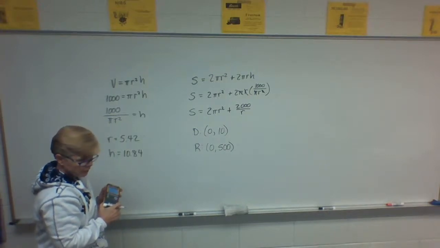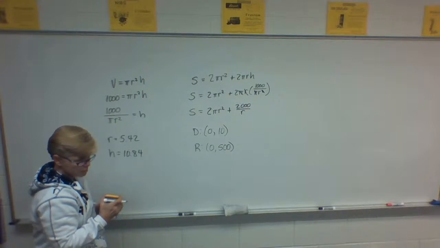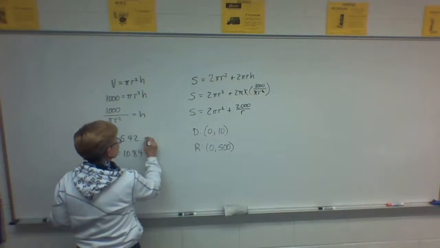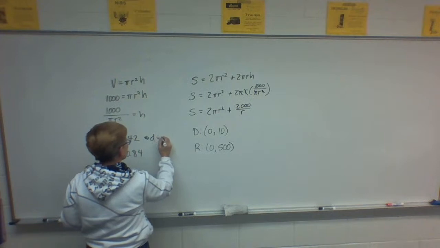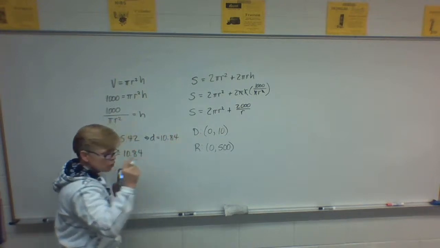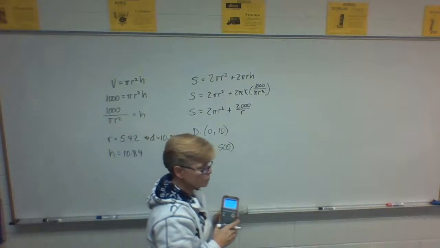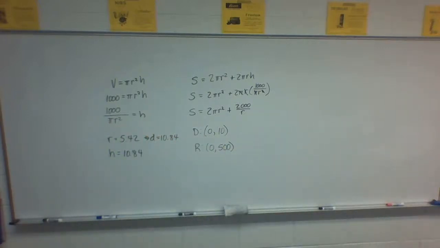Do you notice something interesting here in the two things I just wrote? They're double. One is twice the other. If the radius is this, then the diameter is 10.84. Meaning your most efficient can will always be what I call square, as tall as it is across. It will hold, and I realize we have 1,000, but for any can you will get more volume per surface area with a square can than any other kind. That's what we just discovered.